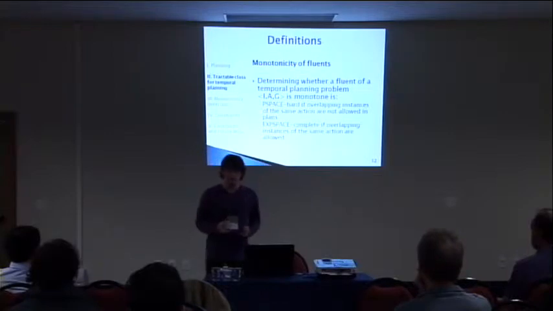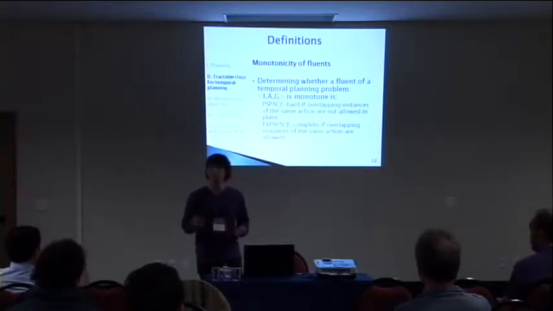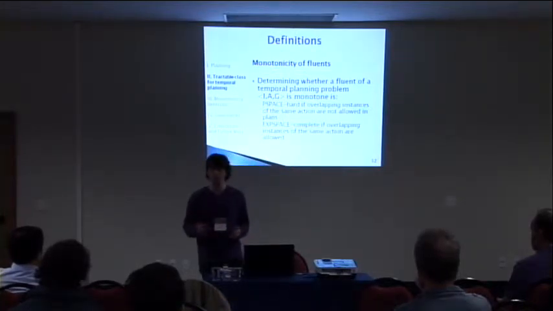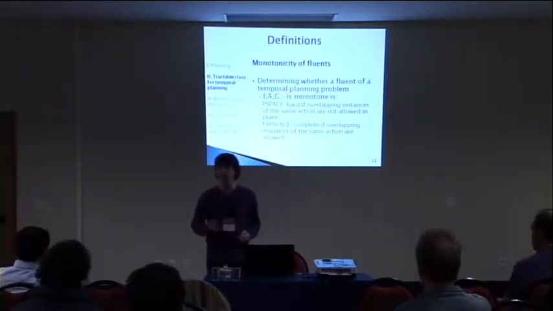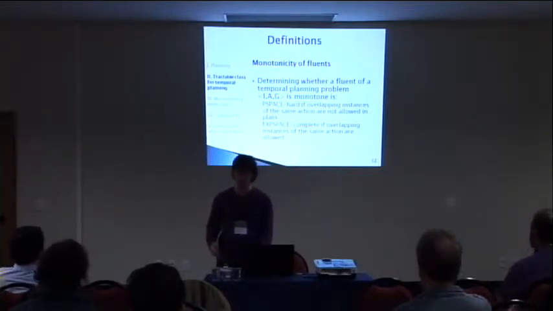So the monotonicity of fluents, in order to determine if a fluent is monotone or not in a temporal planning problem, the complexity is very hard, because it's PSPACE-hard if we don't allow the same instance of an action to overlap, and if we allow this instance to overlap, it's EXPSPACE-complete.